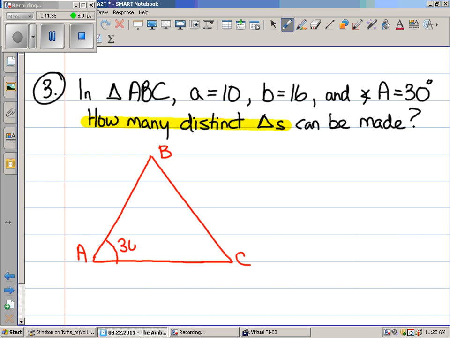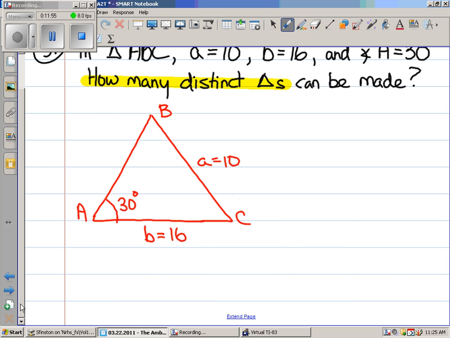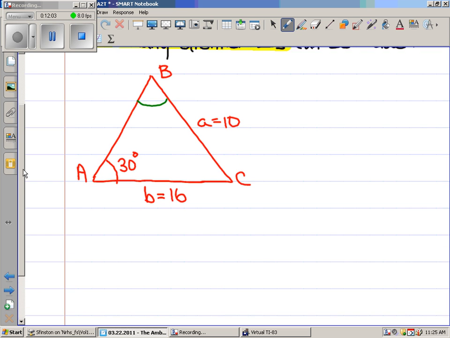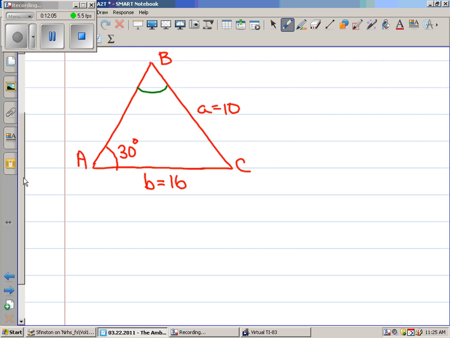So this is going to be 30 degrees. How much was side A? A was 10. How much was side B? B was 16. Okay. We don't know anything else, right? So what angle do you think we're going to try and figure out? Okay, B. Do you think it's going to work? Maybe. I don't know. Let's see what happens. Let's do the same thing.